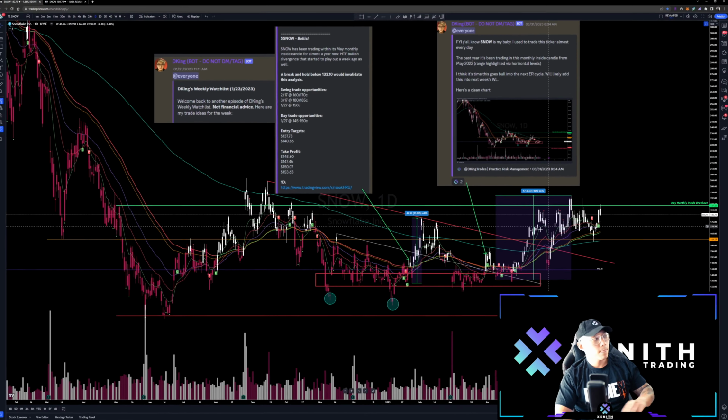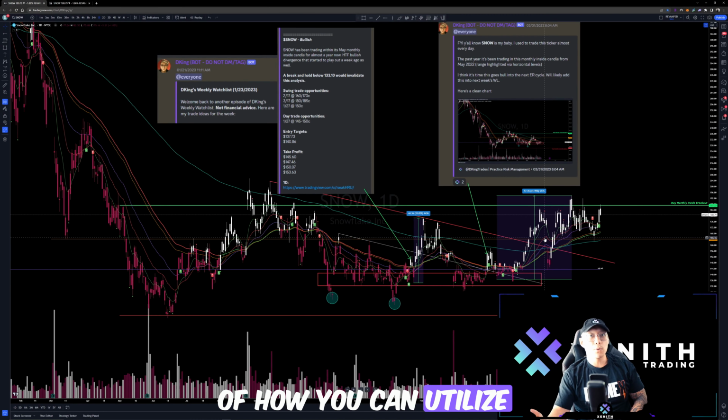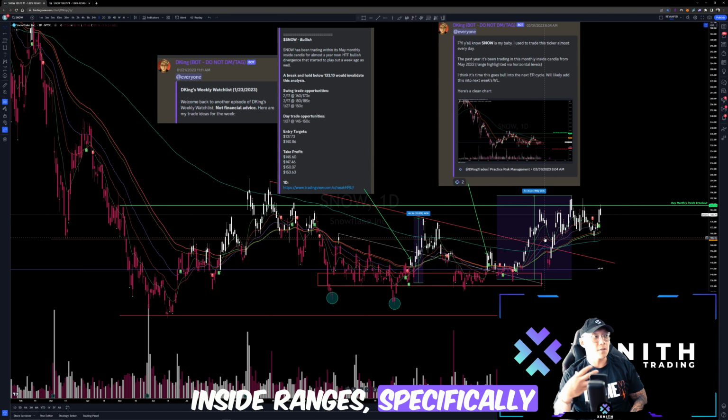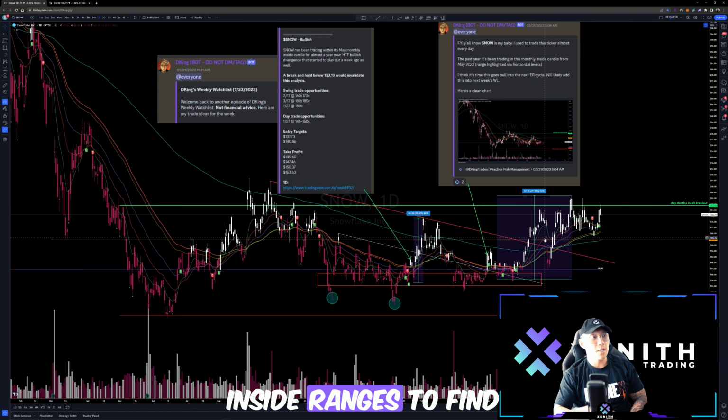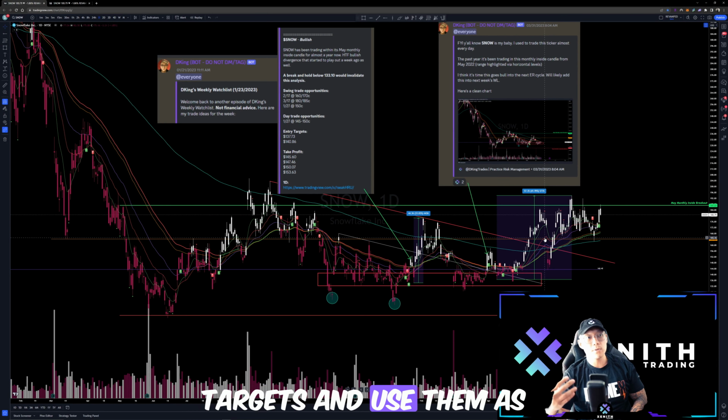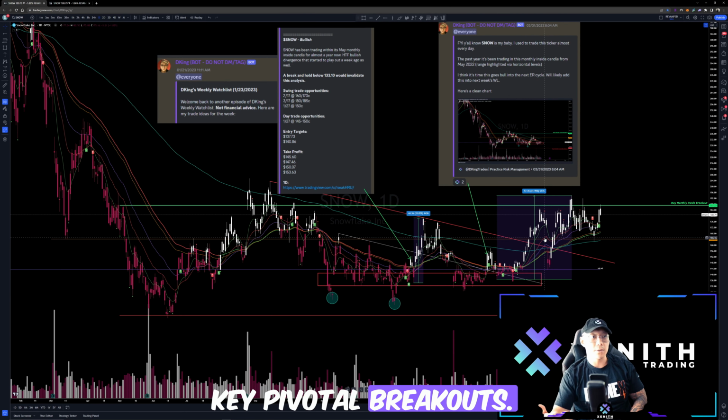187.23. So this is one example of how you can utilize inside ranges, specifically in this example, monthly inside ranges, to find targets and use them as key pivotal breakouts. Now, for a longer term, I would need to see SNOW hold above this May monthly inside breakout for this to continue higher into 200 and 200 plus.